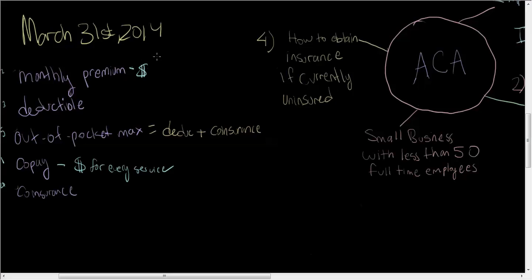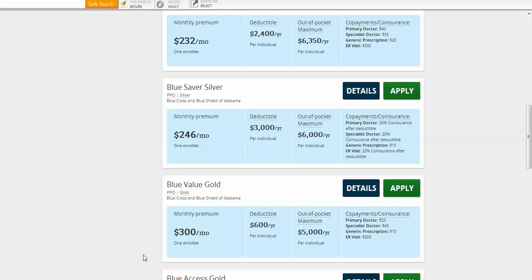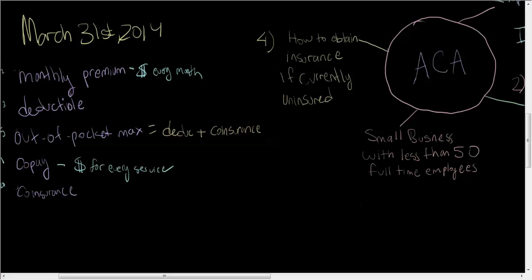Now, monthly premium is the amount of money you pay every month. So if you look here, they're going to have this big bolded thing. Like under this Blue Saver Silver plan, you will pay $246 every month. And the really important thing to remember about this monthly premium, which I'm going to have a different color for right here, is that your monthly premium is the same regardless of how much healthcare you use. Regardless of healthcare. HC stands for healthcare. I'm just going to abbreviate.